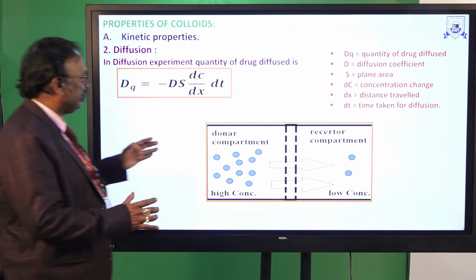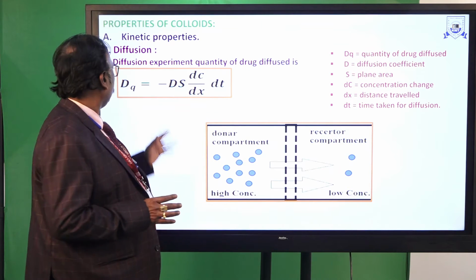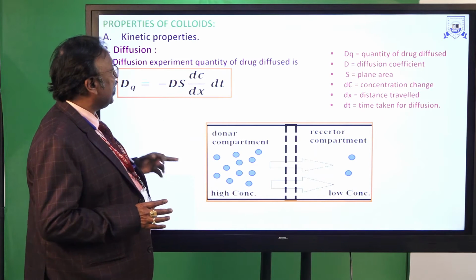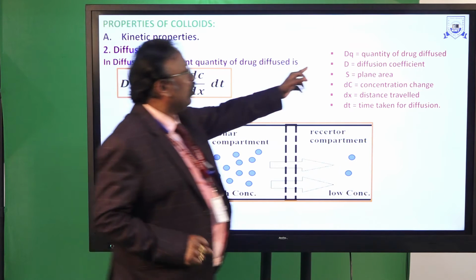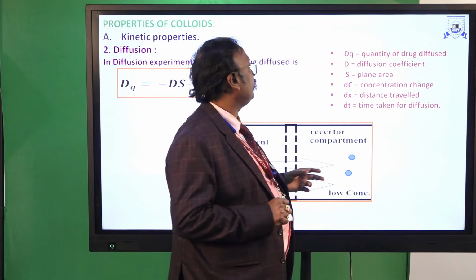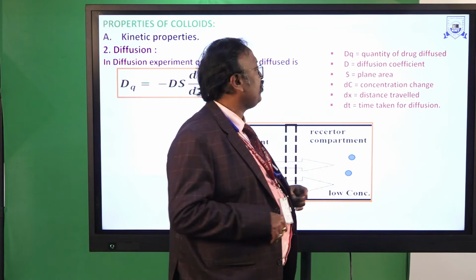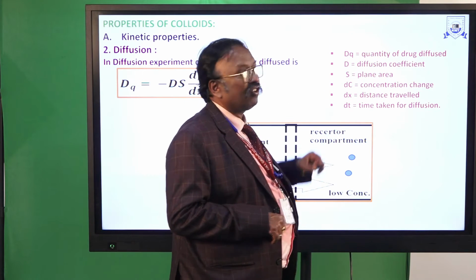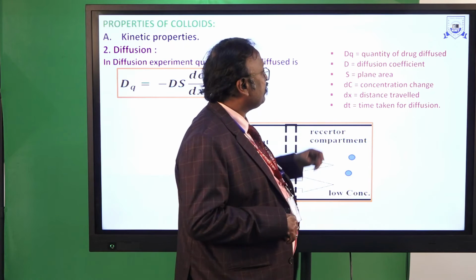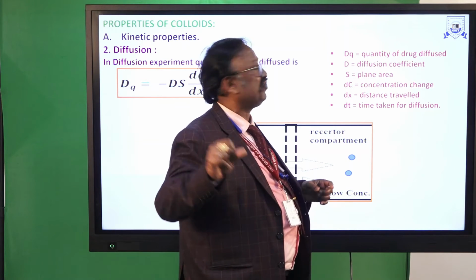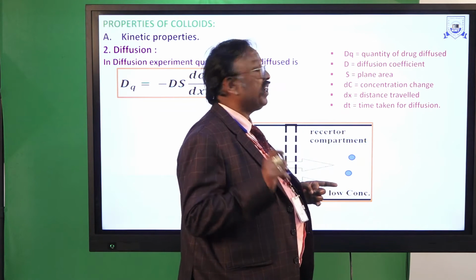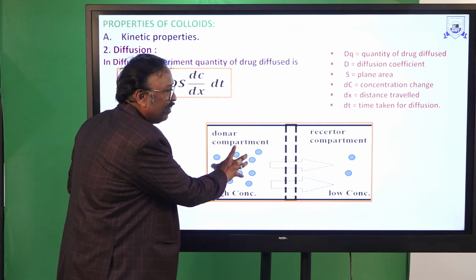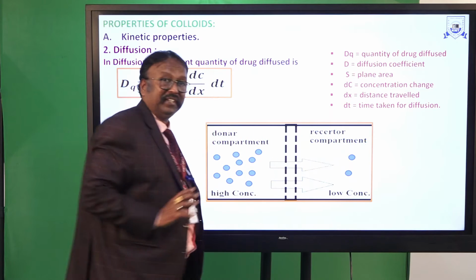And a diffusion experiment means, for example, as I already told, dq is equal to minus D S dc by dx into dt, where dq is the quantity of the drug diffused, D is the diffusion coefficient, S is the plane area, dc is the concentration change, dx is the distance traveled, and dt is the time taken for diffusion. Here this is the donor compartment and this is the receptor compartment.